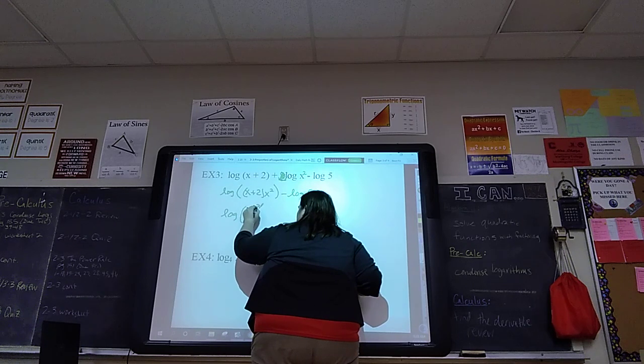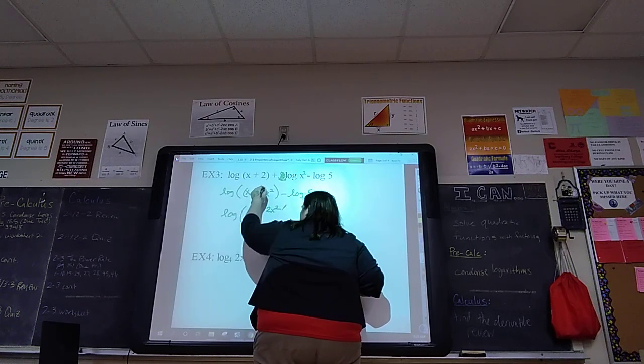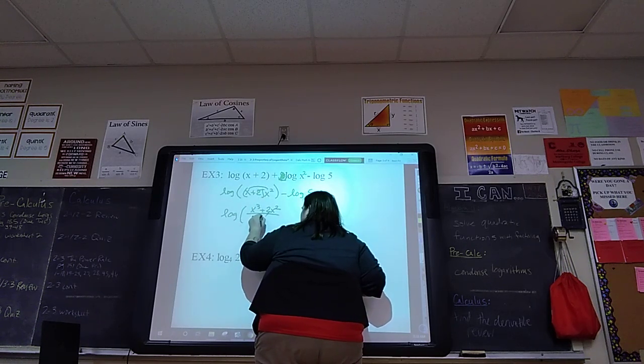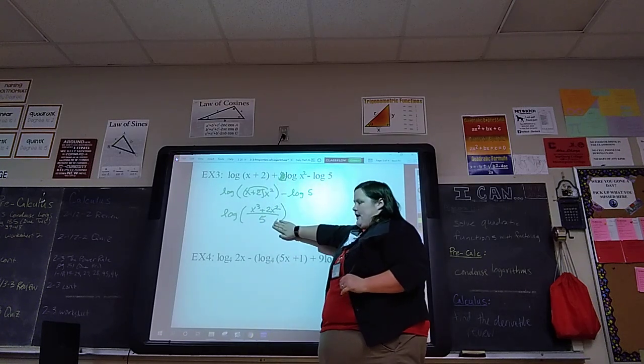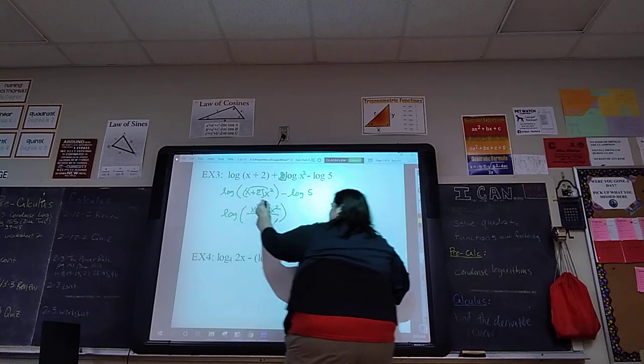So I have x to the third plus 2x squared. So am I distributing over 5? And so I've condensed it from 3 logs down into 1, which is my goal. So this is condensed.